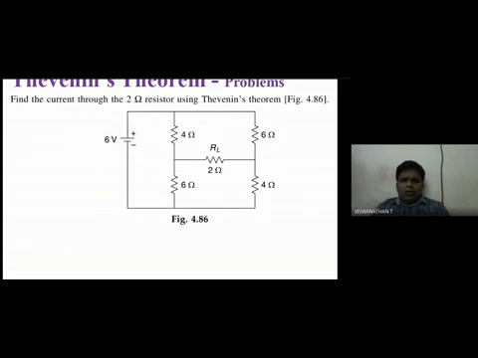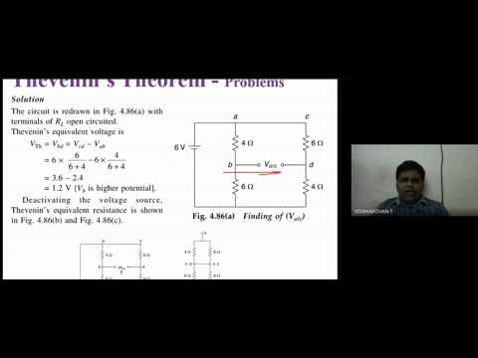So the next problem is: find the current through the 2 ohm resistor using Thevenin's theorem. Here the 2 ohm is there. So our first step is to find the V naught. How do we find the V naught or V Thevenin? We need to find the potential difference between these 2 points. So that is the first step. Second step, we need to short and find the R Thevenin. So I make the open circuit.